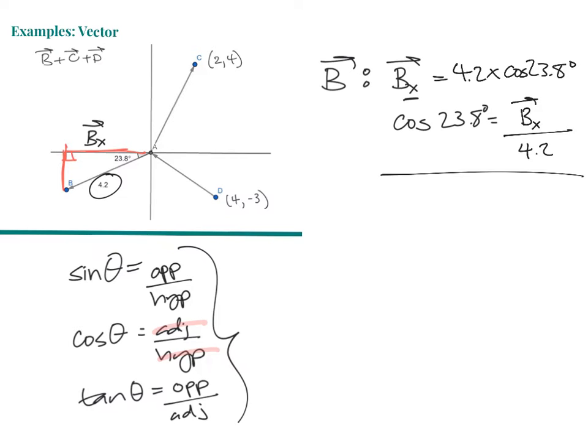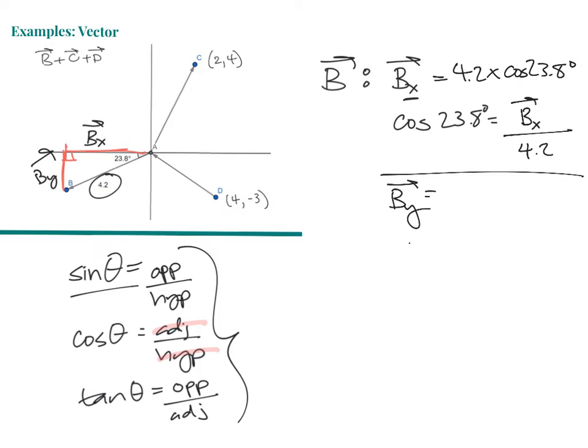All right, moving on. So for b_y, it's the same process, except now we're not looking for the adjacent, we're looking for the opposite. So that's going to be sine: opposite over hypotenuse.